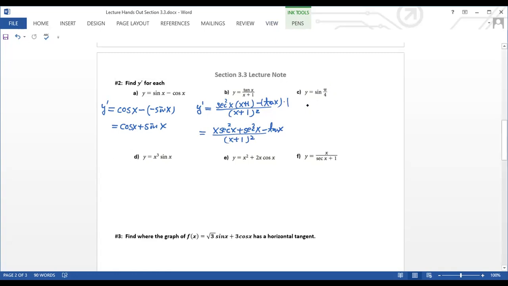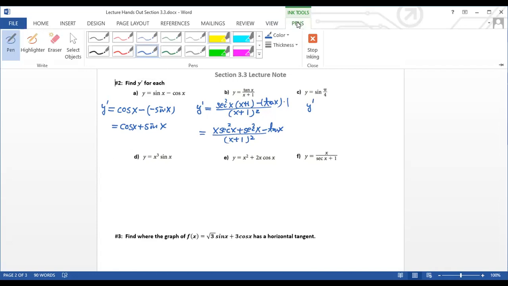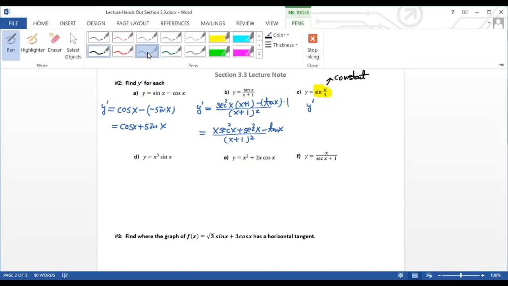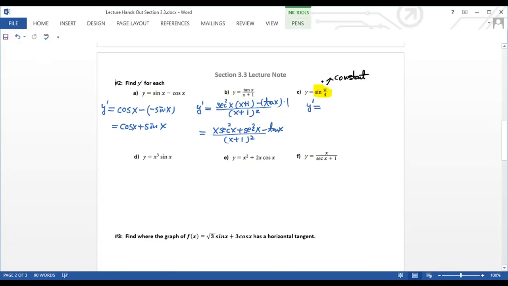Okay, now in here, what is y prime? Oh, I see here sine pi over 4. There's no x. So what is this? This is a constant. So I know that for a constant, the derivative is 0. Okay.